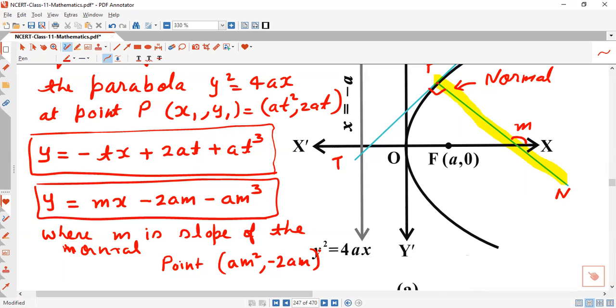Remember always, this is a point, and here we are writing this equation in m. For this point at square, 2at, you are writing this normal equation. For this point am square comma minus 2am, we are writing this equation of normal, where m is the slope of the normal. So remember always, the coordinates of the point are not the same. Here it is 2at plus, and here it is minus twice am.